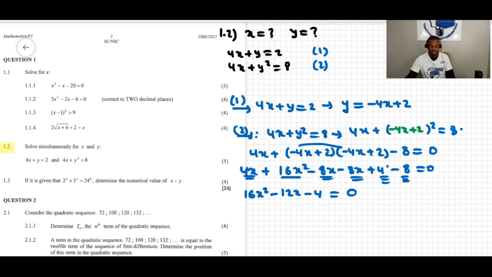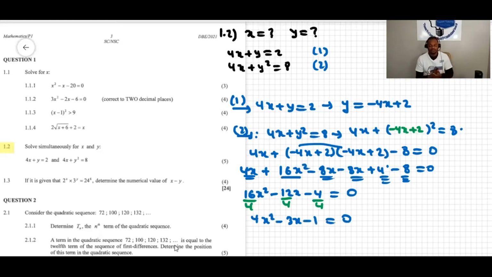Now, we notice that each term of the equation is a multiple of 4. So we can divide by 4, divide by 4, divide by 4, and reduce it. Then the equation will become 4x squared minus 3x minus 1 equal to 0.